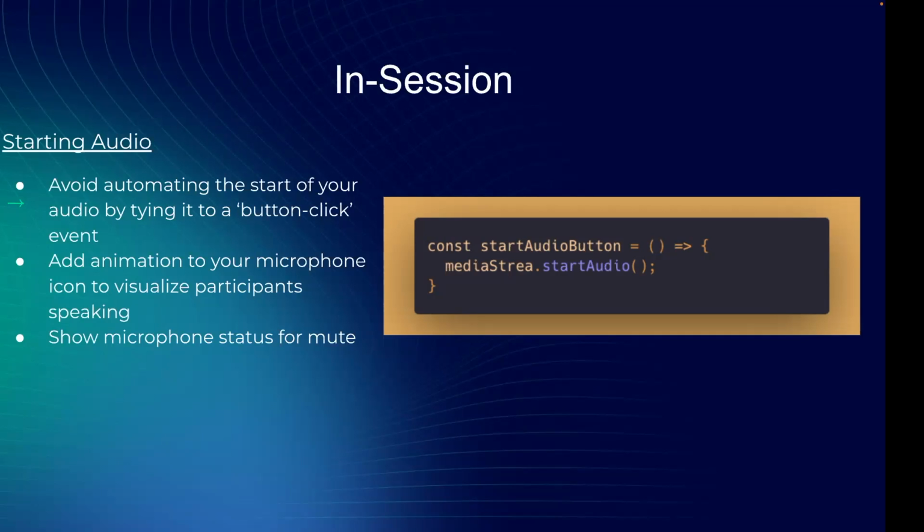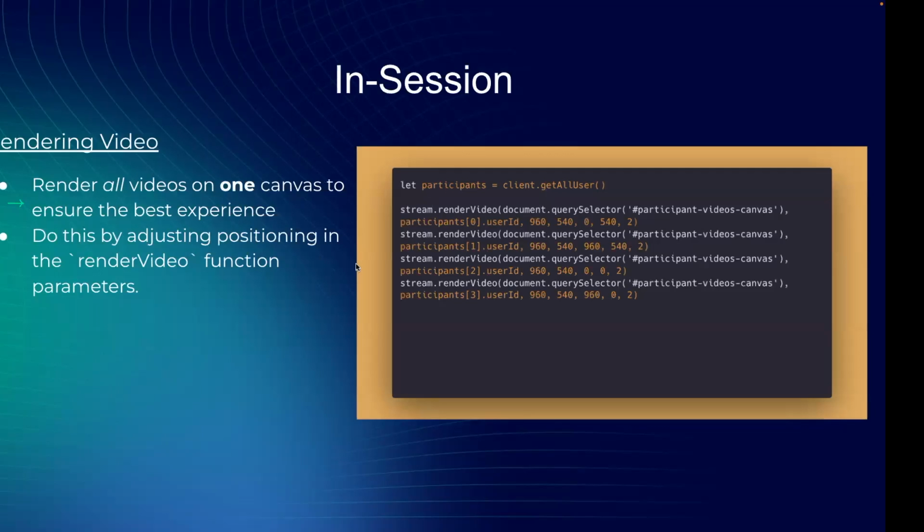All right, so we looked at what it takes to start your audio properly within your session. Now we're going to go ahead and look at rendering your video. We highly suggest that when you're rendering your videos for multiple participants, you do so on one canvas. This is going to ensure the best experience when rendering video, even if you're rendering 5 videos at a time. And you can do this by adjusting the positioning within your render video function.